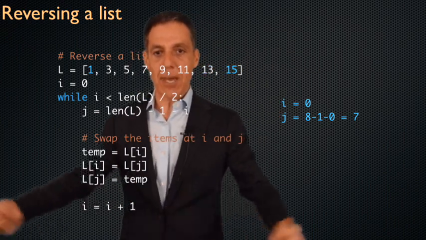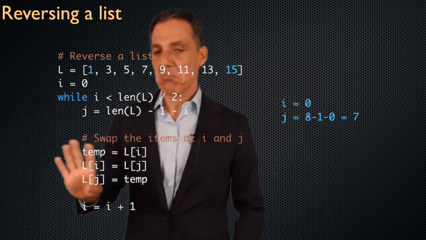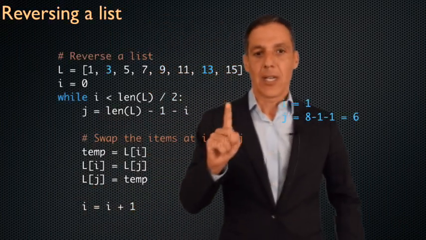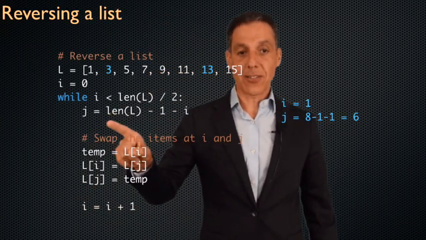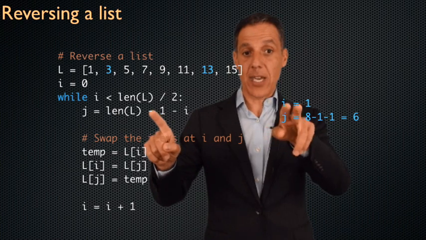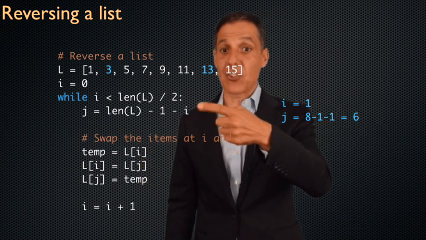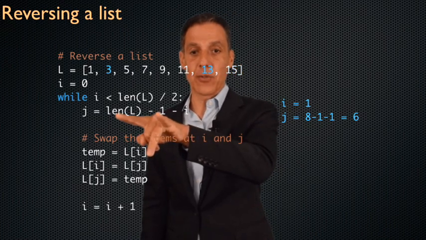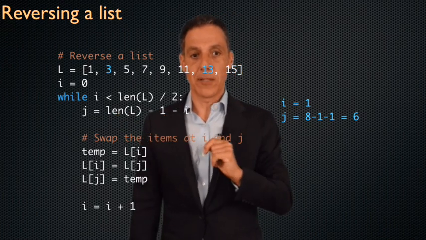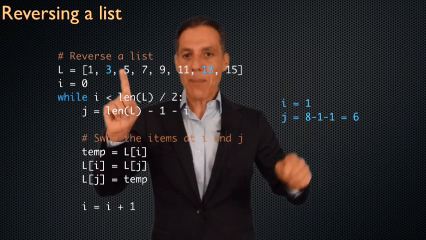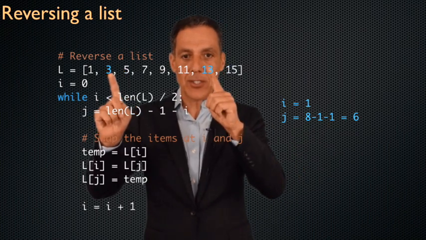I increment I by 1. I come back to the conditional, still true. Now, I is 1, so J is going to be the length of the list, minus 1, that hasn't changed, minus 1. So I've gone from 7 to 6. As promised, I've just decremented that value of 7 by 1. Good. Swap what's in the 1 position with what's in the 6 position. Excellent. Let's do it again.